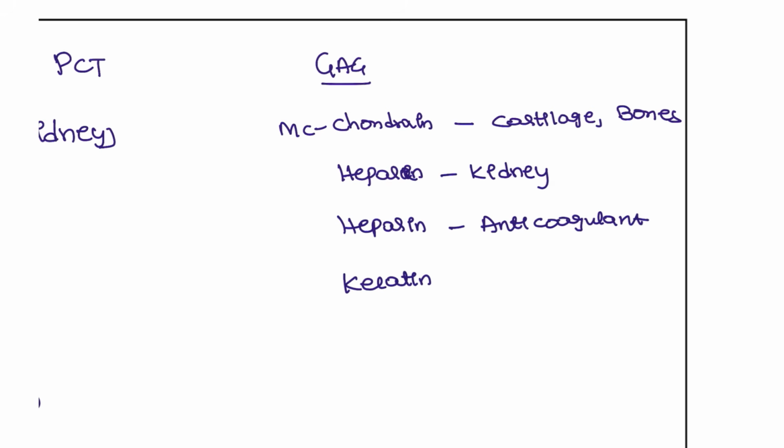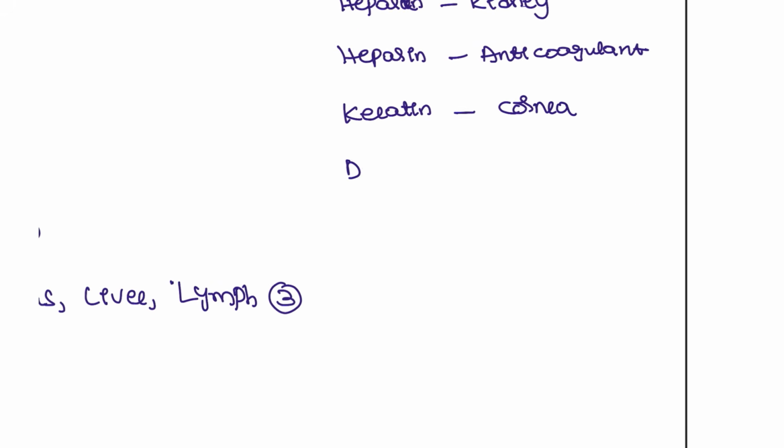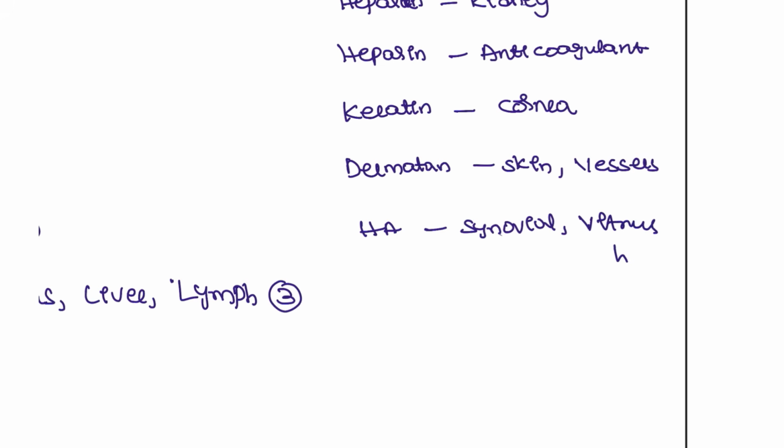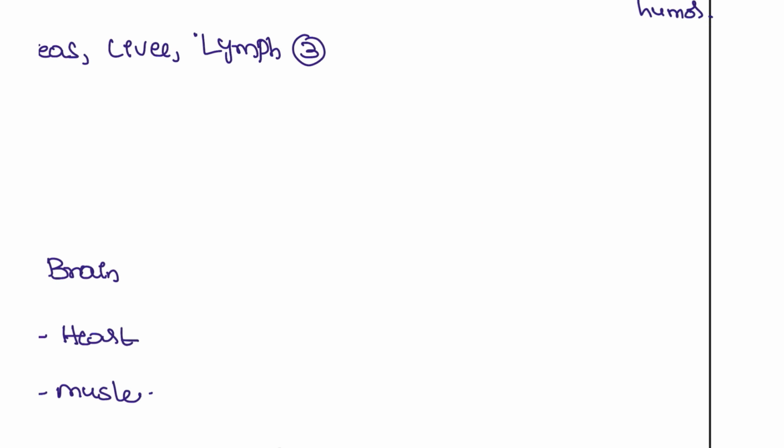Keratan sulfate is present in the cornea for the transparency, and the dermatan sulfate is present in the skin and also in the vessels, and the hyaluronic acid is present in the synovial fluid and also vitreous humor. So these are the glycosaminoglycans.